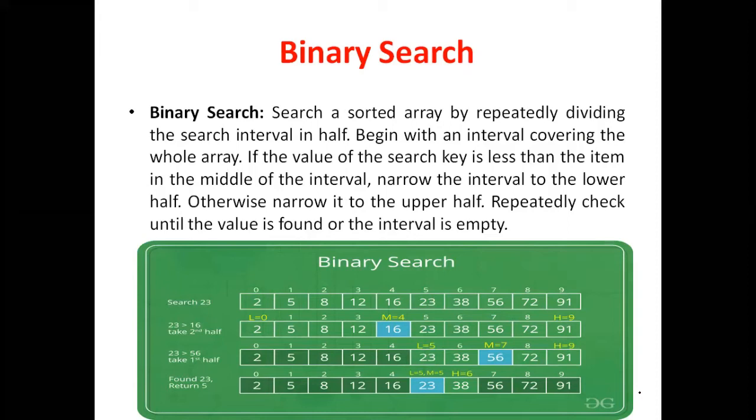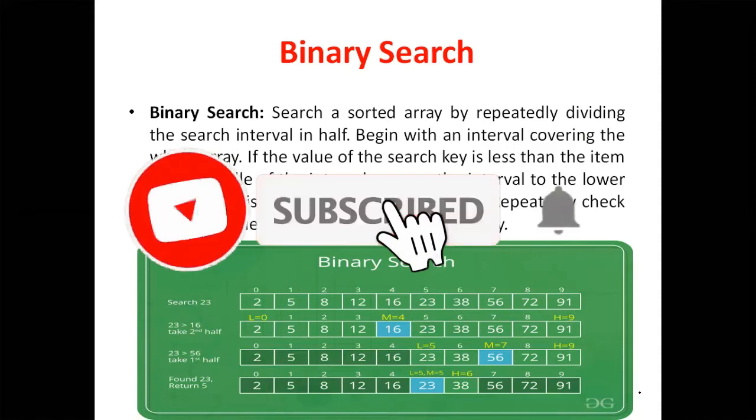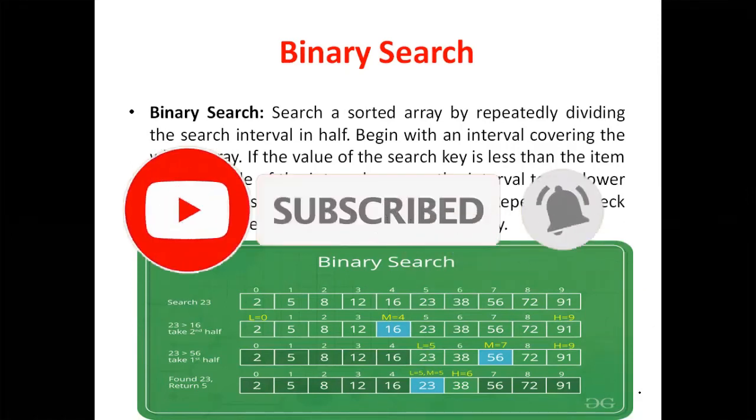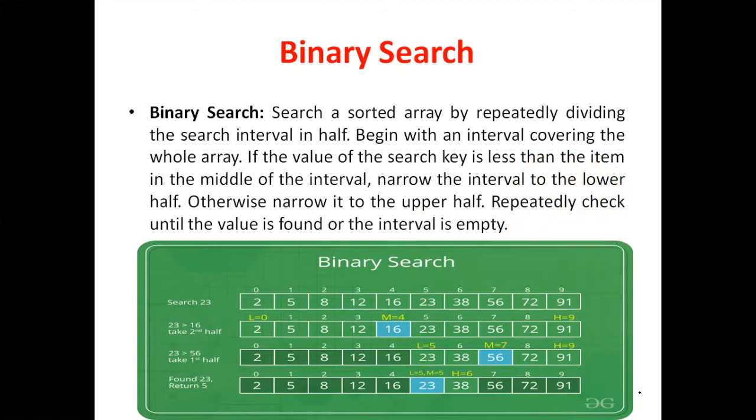Wherever you want to perform a binary search on any sort of data, the data should be in a sorted manner, either in ascending order or in descending order. If it is not, you have to sort the data first in ascending or descending order by using any kind of sorting technique like bubble sort, selection sort, merge sort, whatever. So you have to first sort the data of the array, and then apply the binary search technique.